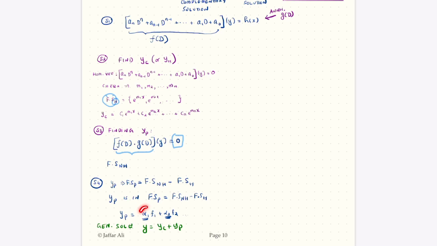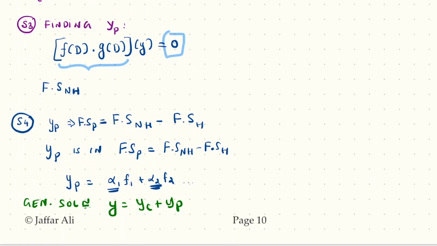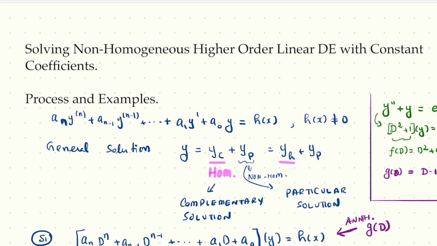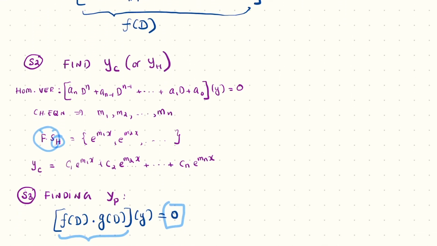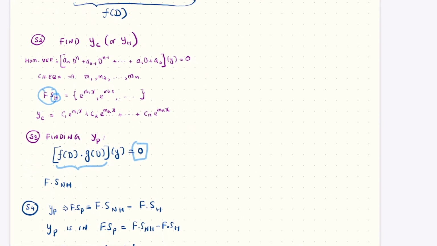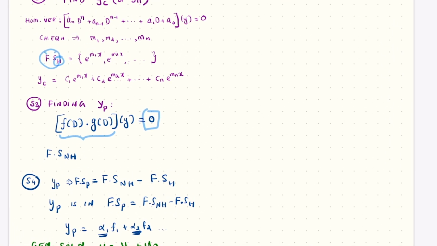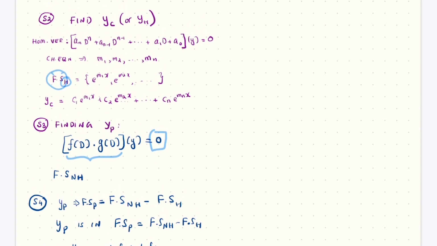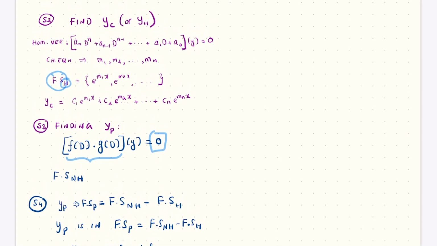So when you try to find alpha 1, alpha 2, you're going to use the fact that yp is a solution to the non-homogeneous part. Therefore when you plug it in, you should have the h of x on the other side. I'll show what I mean by that in the example, but theoretically you should know this before I proceed. So let me give you a simple problem first.